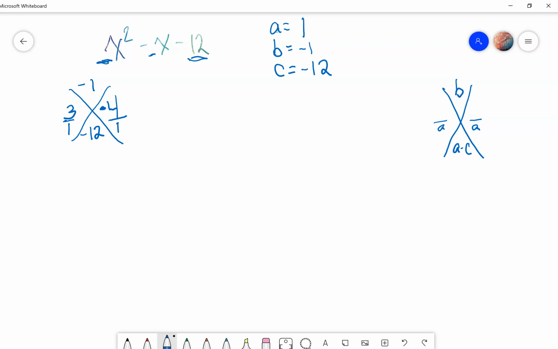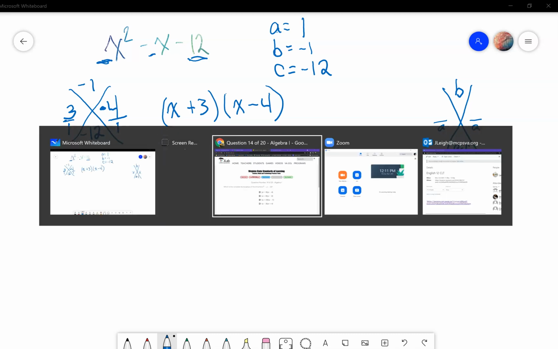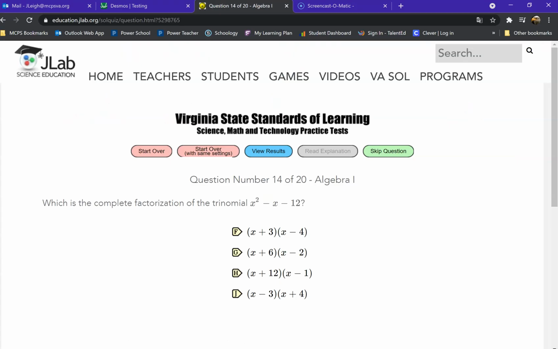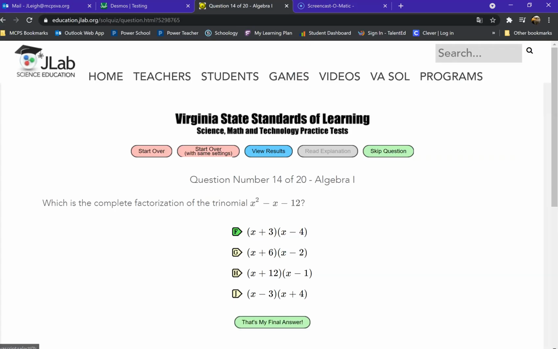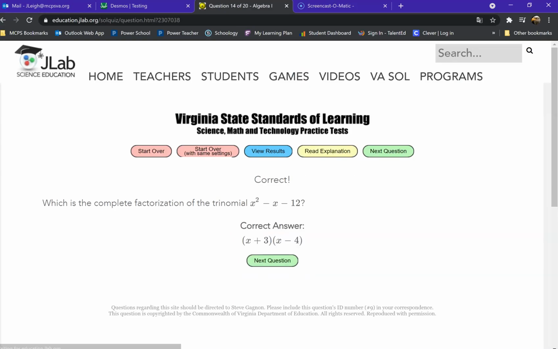So our next step is to write our factorization. So it's going to be x plus 3 times x minus 4. Let's see if that is one of our answers. x plus 3, x minus 4. So F it is. Yay!